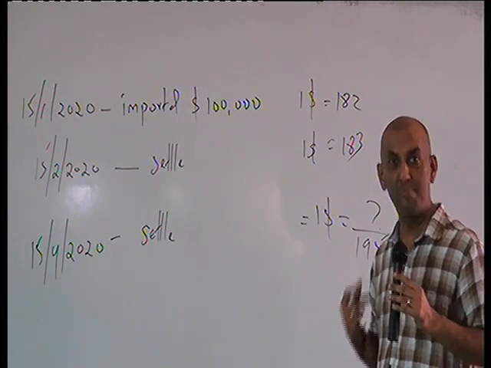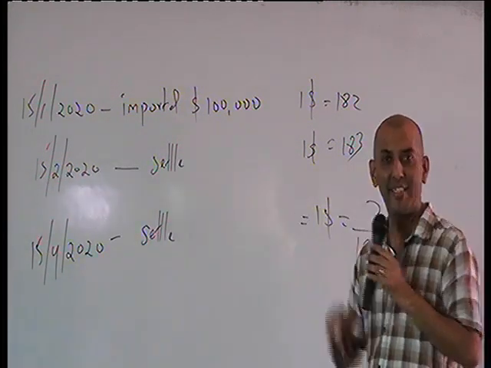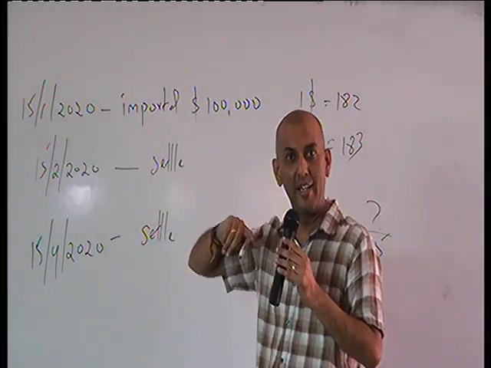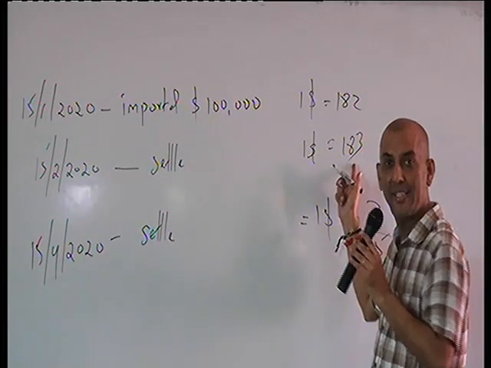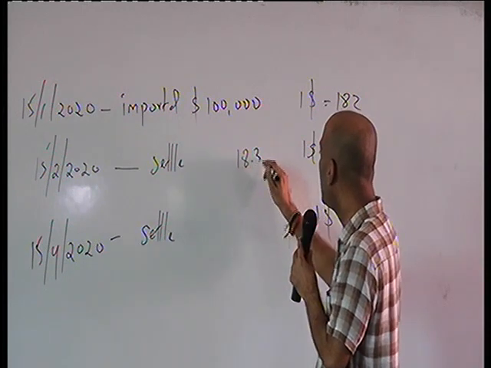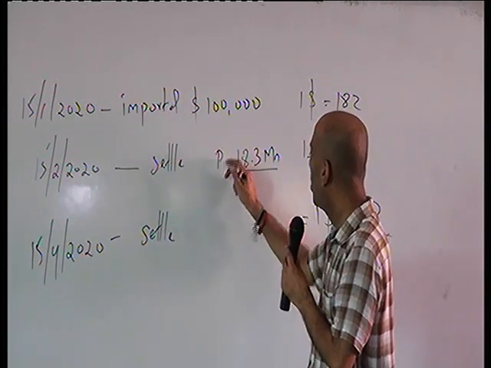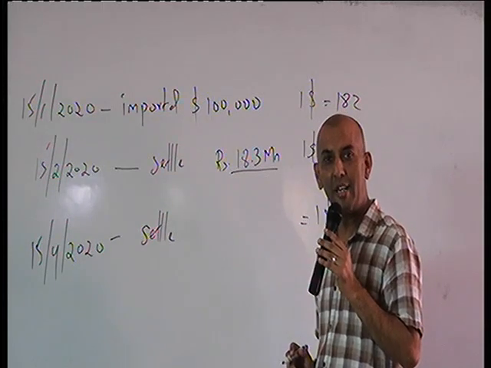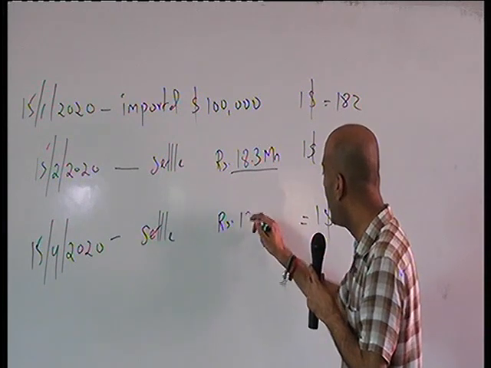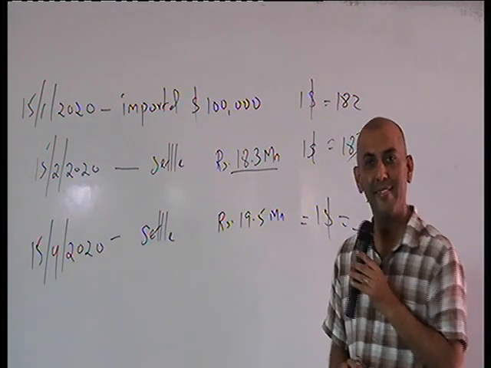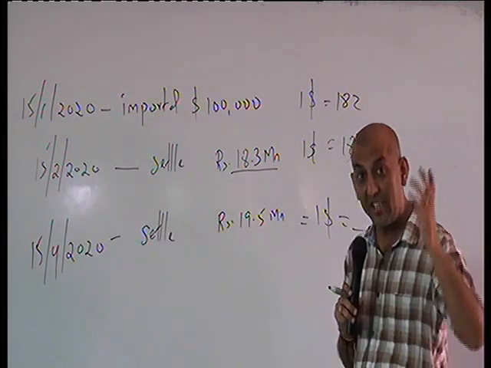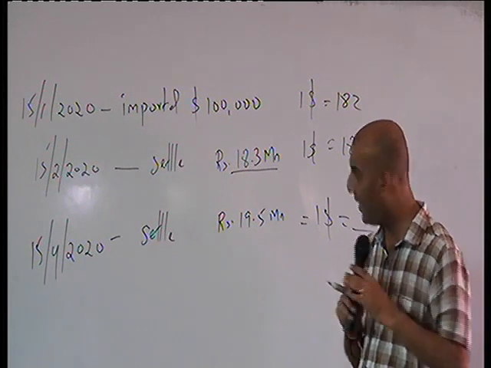I can reduce the loss by paying in advance. Even though the due date is 15th of April, I can pay early so that I pay fewer rupees. If I pay on this date, my settlement value is 18.3 million rupees. If I have to pay on the later date, I will be paying 19.5 million. So I decide I have to save some losses. How do I do that? I pay early.